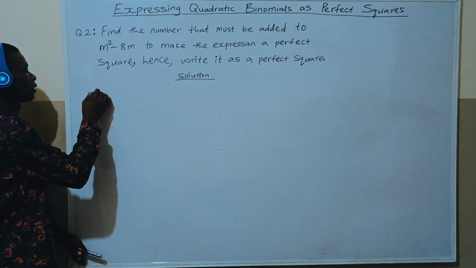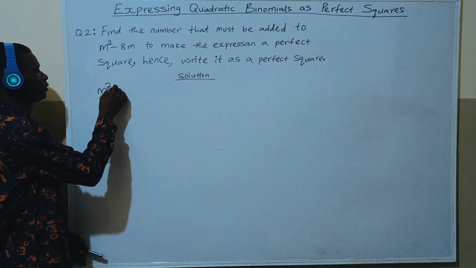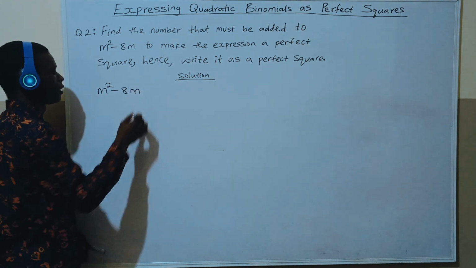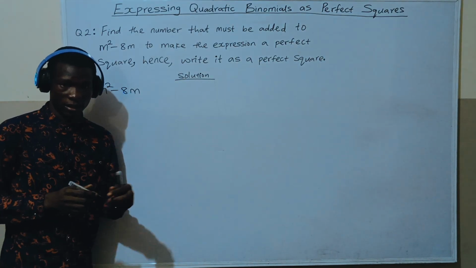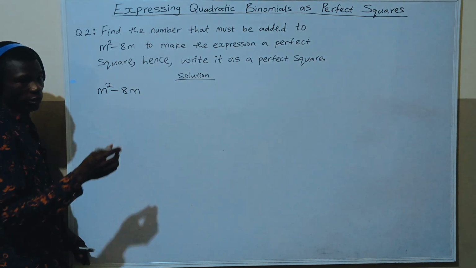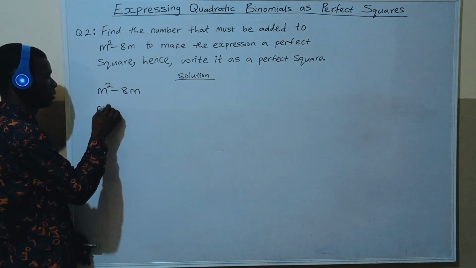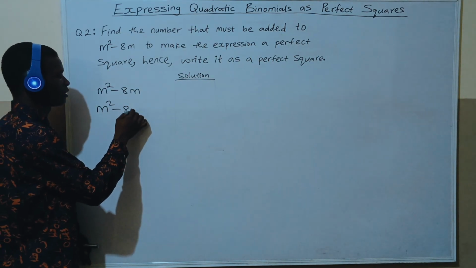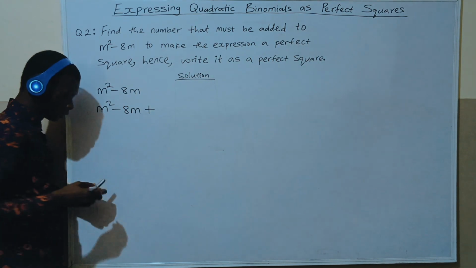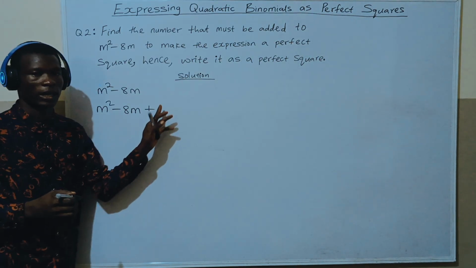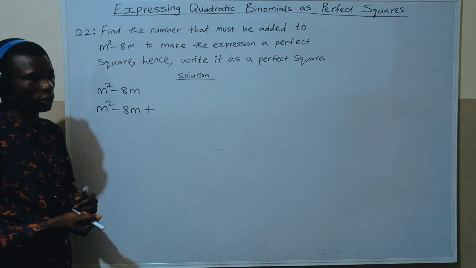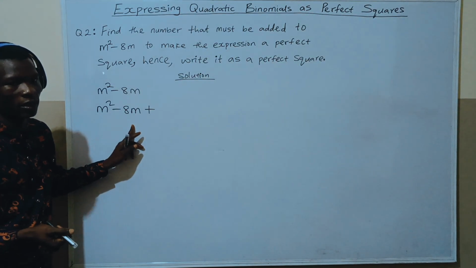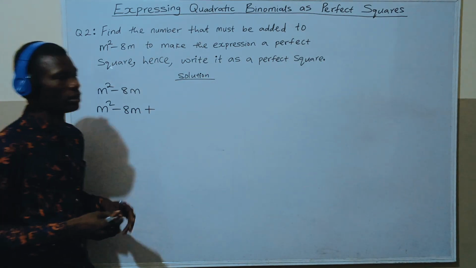So we'll proceed like before. We're having m squared minus 8m. That is the expression. So we want to look for the number that will make this expression a perfect square. To write it as a perfect square, we'll be writing it as m squared minus 8m plus. So this plus is waiting for the number that will be added to it to make the expression a perfect square. And like we did in question 1, we are going to take the coefficient of m. This time around, the coefficient of m is negative 8.